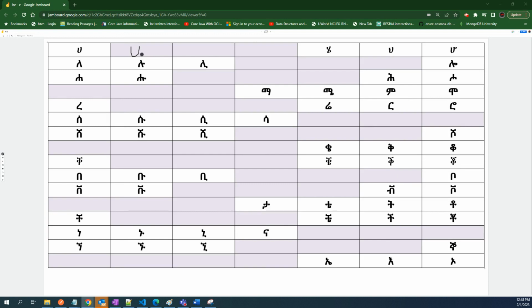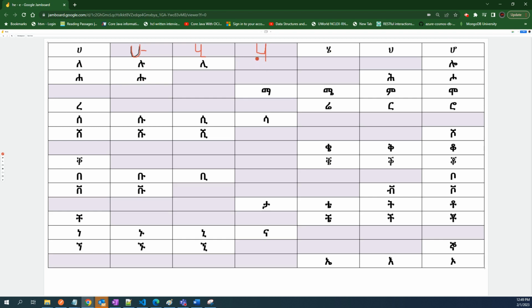Let's practice these alphabets that are not written in here. For example, he. After he comes what? Who, right? So who, he, ha, he, ho. Second one is le, lu, li.